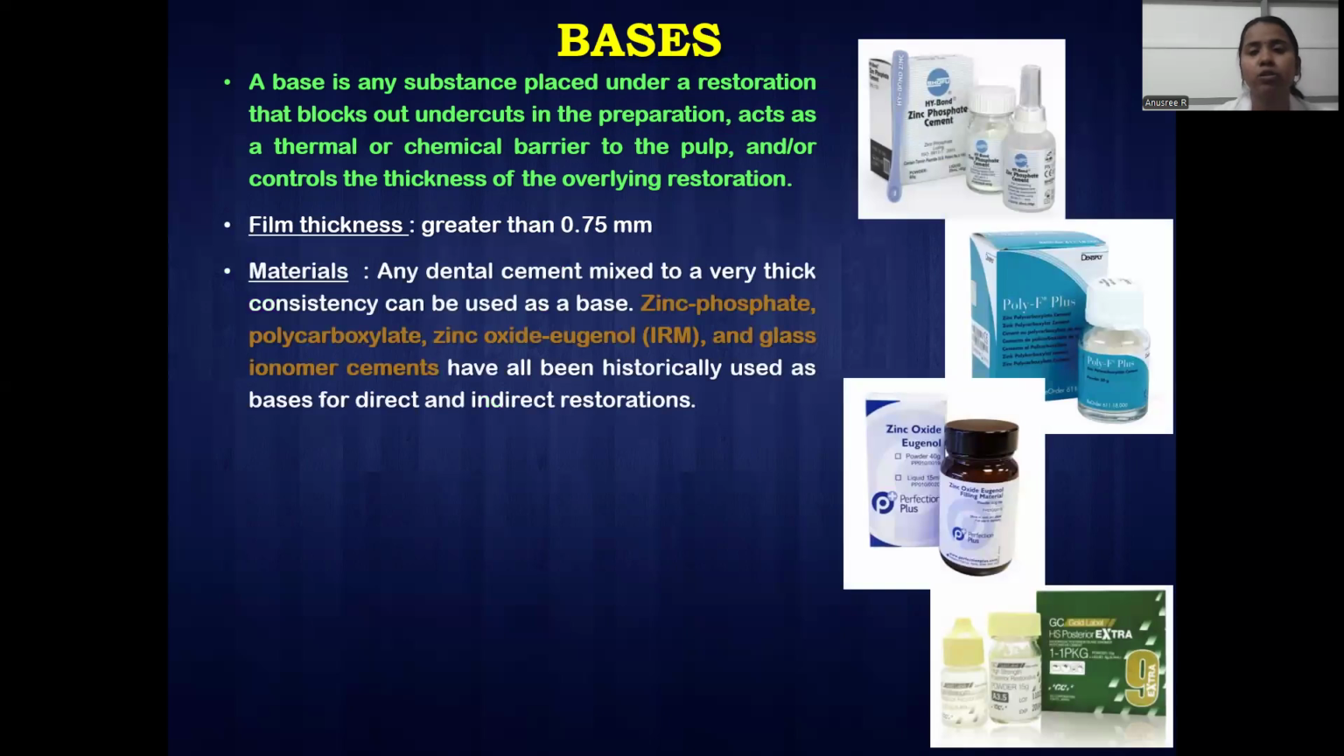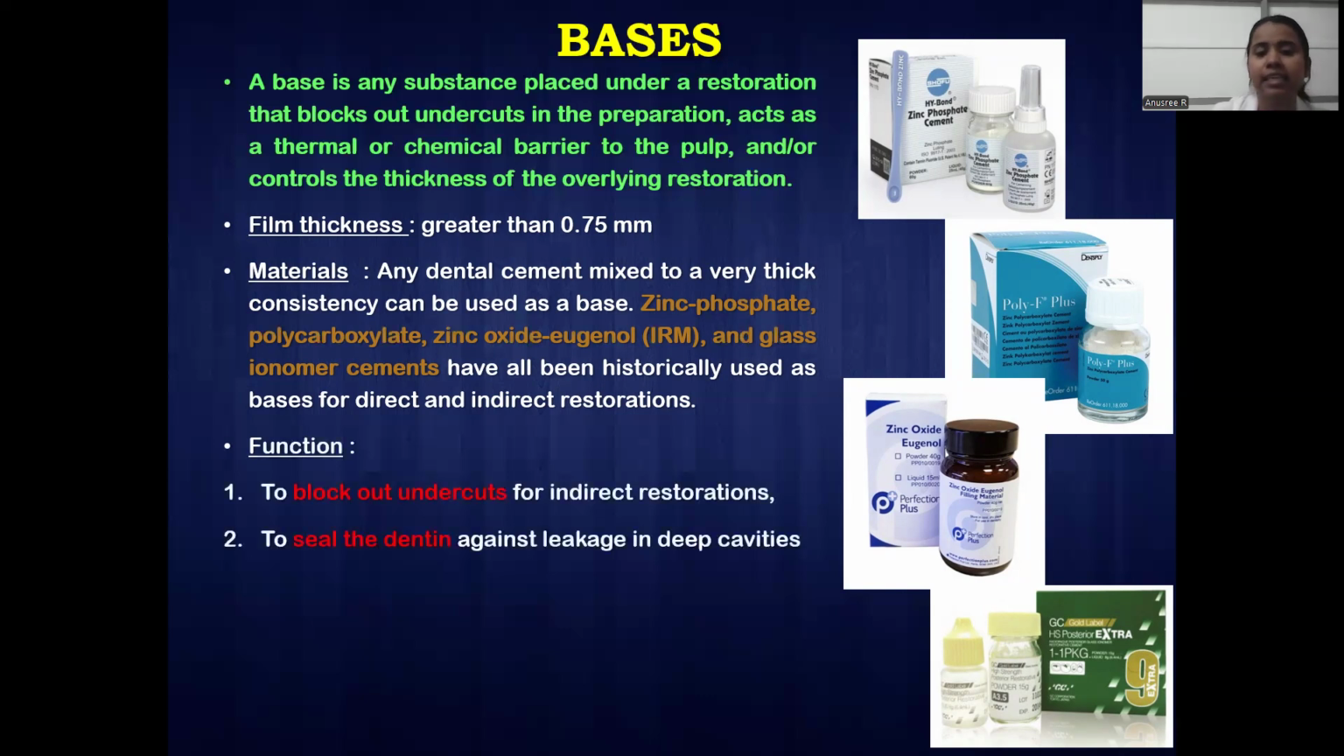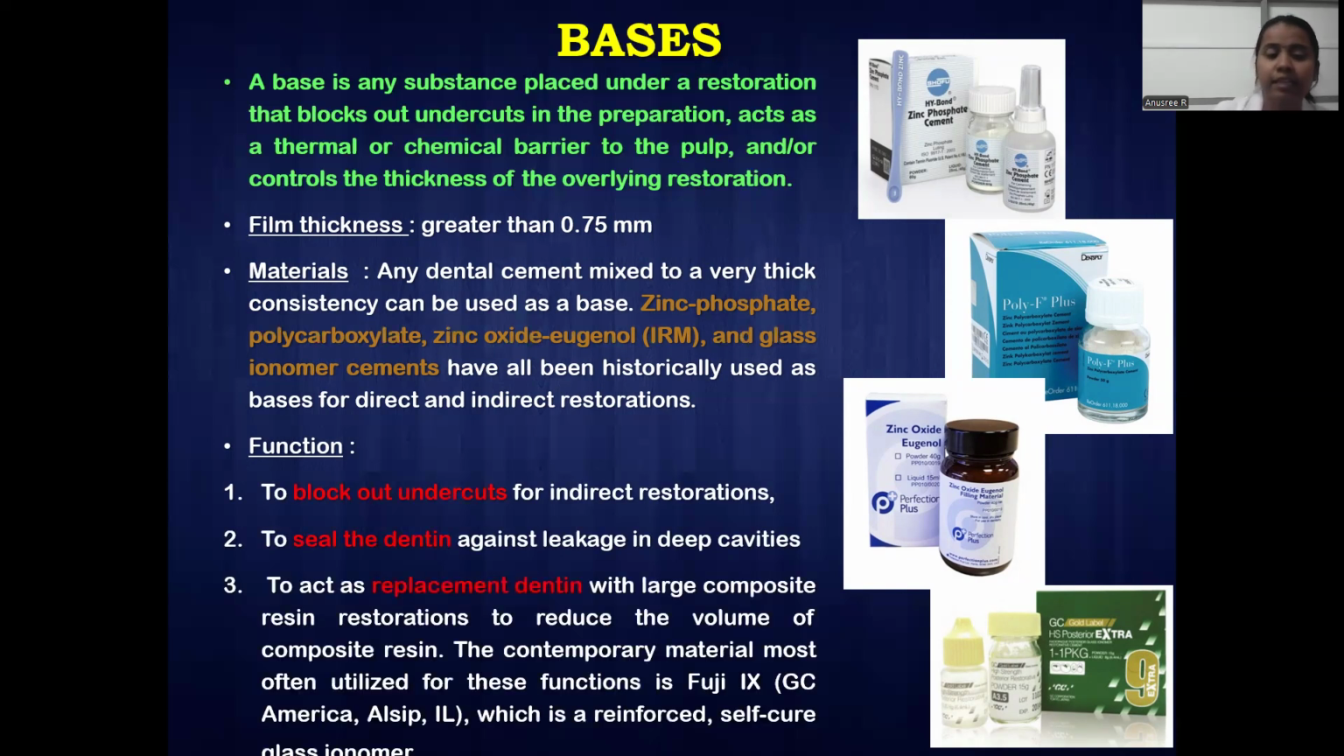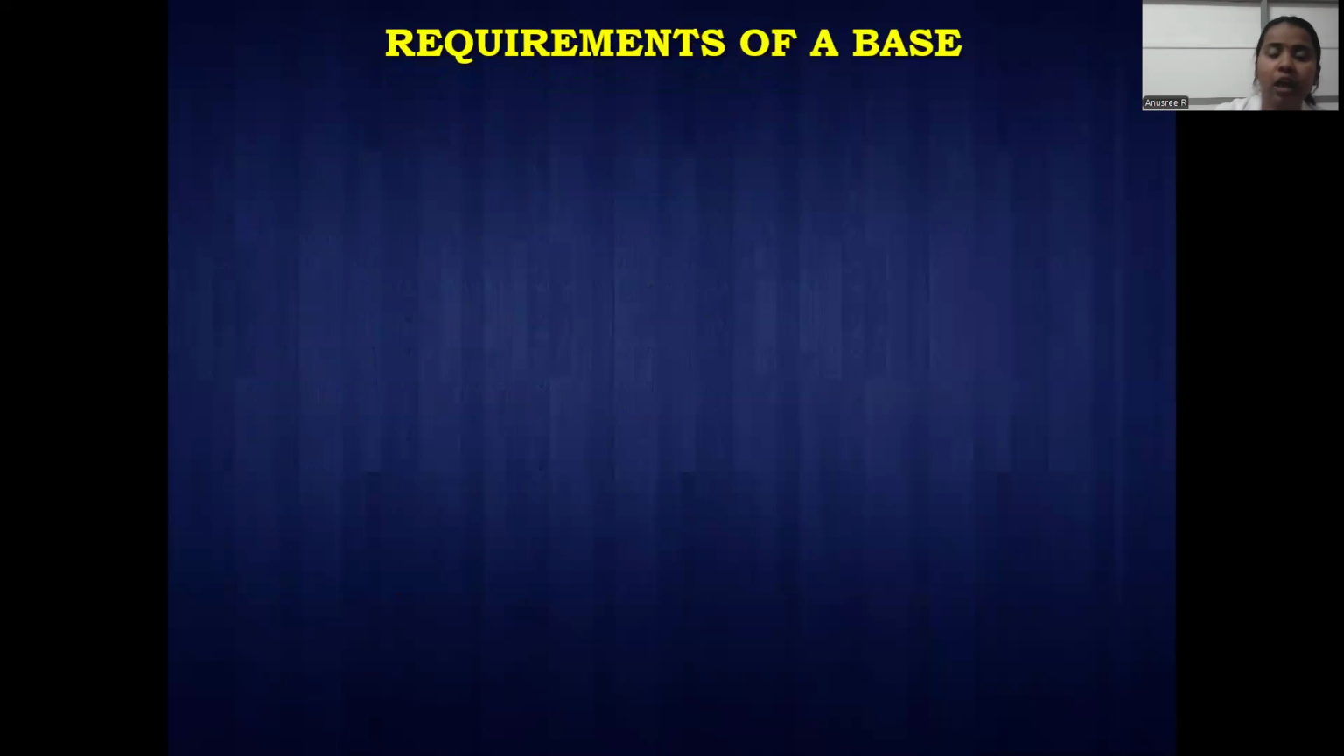As we know, the most commonly used bases are zinc phosphate, zinc polycarboxylate, zinc oxide eugenol cement, and glass ionomer cement. Function: they block out the undercut, they seal the dentin against leakage in deep cavities. They act as replacement dentin with large composite restorations to reduce the volume of composite restoration.